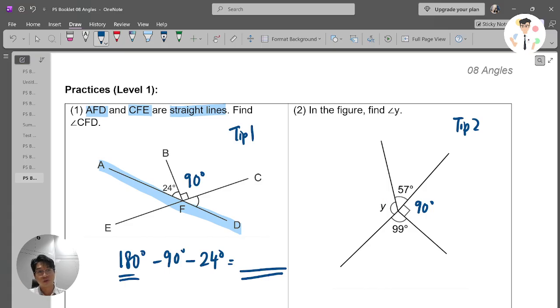Okay, so I'll just stop here, and I hope that you learned something very, very important here on angles at a point. Master tips 1, 2, and 3, the 3 tips, and you should have no problem in solving any of the questions like this.